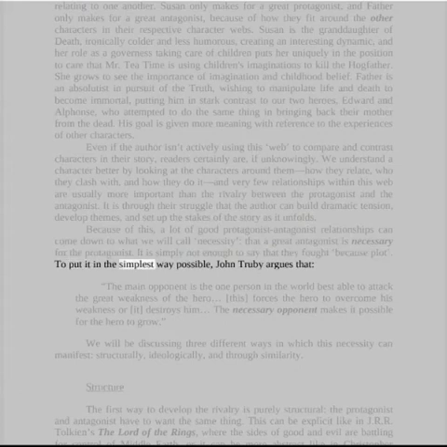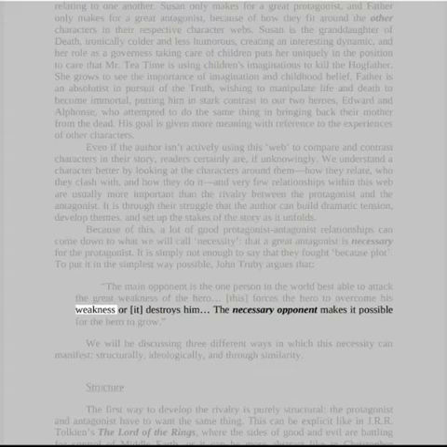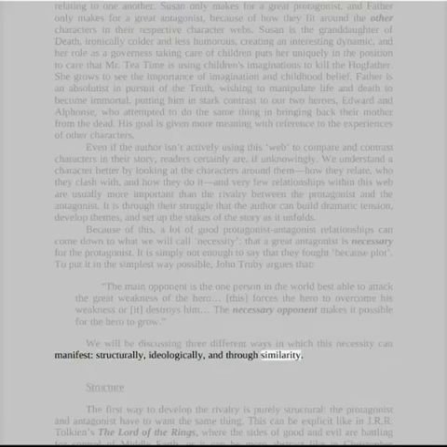To put it in the simplest way possible, John Truby argues that the main opponent is the one person in the world best able to attack the great weakness of the hero. This forces the hero to overcome his weakness, or it destroys him. The necessary opponent makes it possible for the hero to grow. We will be discussing 3 different ways in which this necessity can manifest: structurally, ideologically, and through similarity.